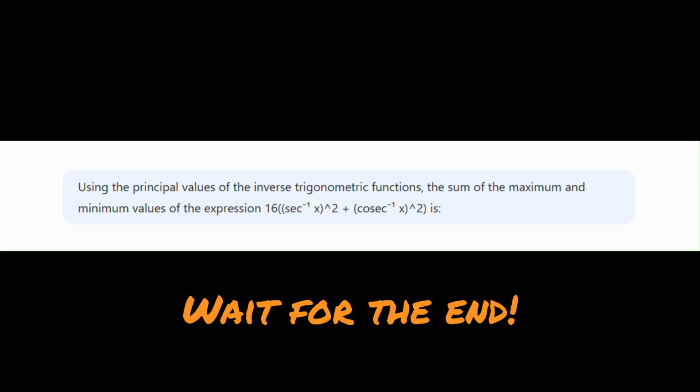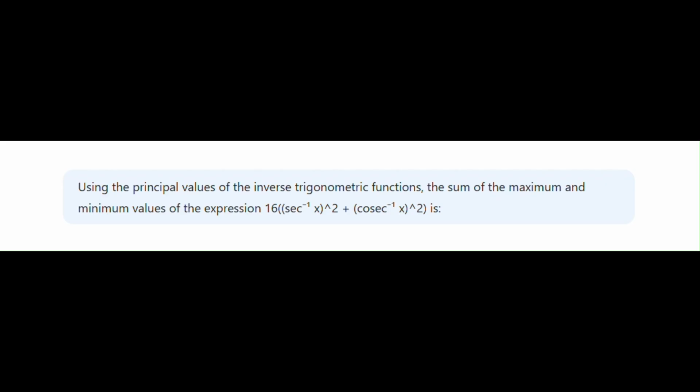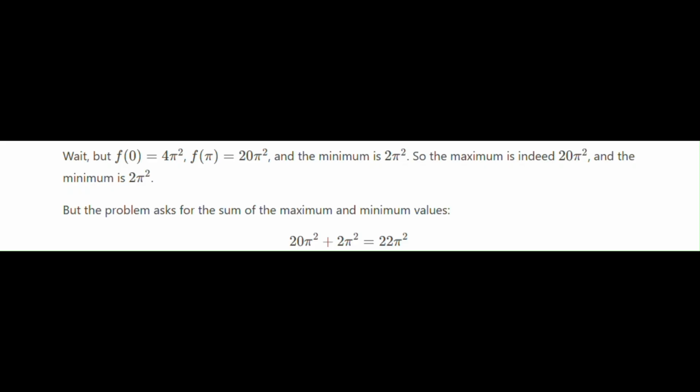Using the principal values of the inverse trigonometric functions, the sum of the maximum and the minimum values of the expression 16 times the sum of inverse secant x squared and inverse cosecant x squared is... A few moments later. The problem asks for the sum of the maximum and minimum values.